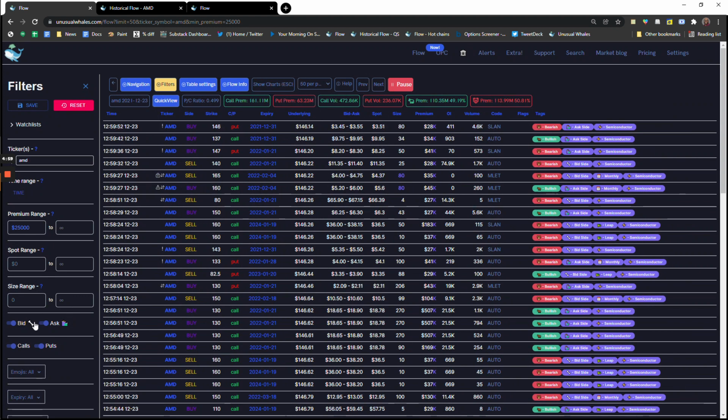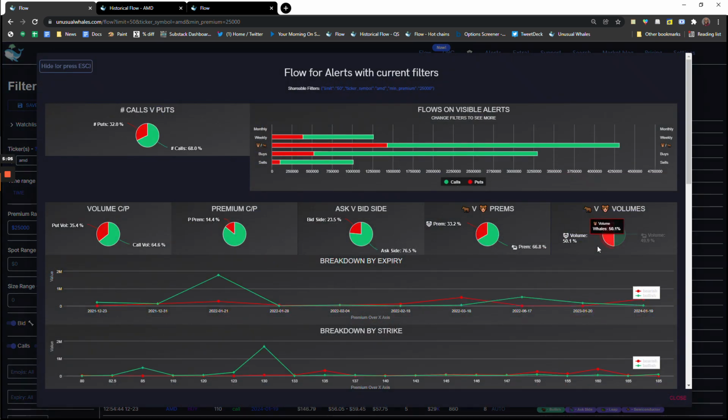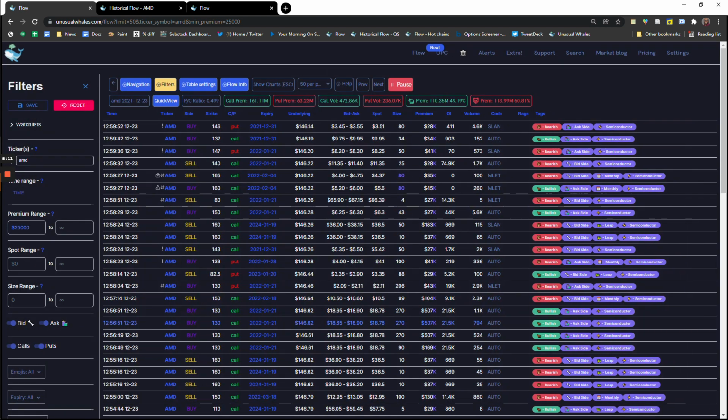So when we see this, our standard is on bid side and ask side, both of them. So again, looking at the show chart, we see the bid side and the ask side basically 50-50. When we turn one or the other off, either the bid or the ask, the ask side usually skews toward calls, the bid side usually towards puts.